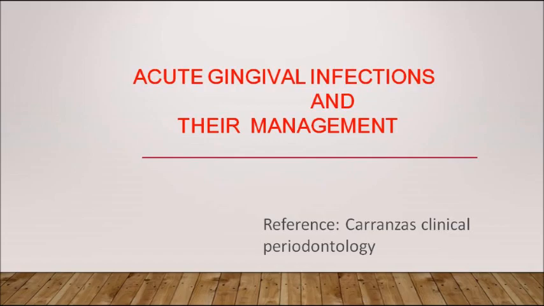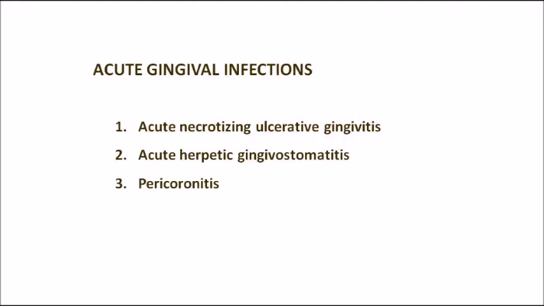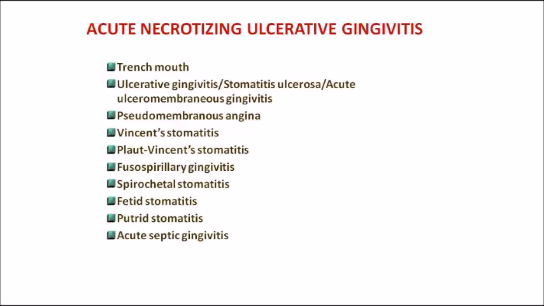Moving into the presentation. The term acute gingival infection includes three entities. One is acute necrotizing ulcerative gingivitis, two is acute herpetic gingival stomatitis, and three is pericoronitis. All these three are acute infections of the gingiva. First, we'll detail acute necrotizing ulcerative gingivitis, or ANUG.